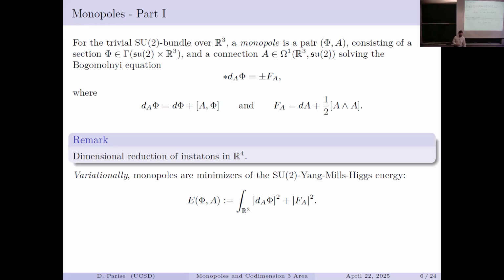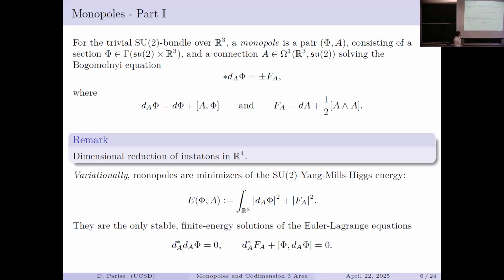Variationally, these objects are minimizers of the following functional that I will refer to as the SU(2) Yang-Mills-Higgs energy, which is just the integral in R^3 of the Dirichlet energy term plus the curvature of the connection. How do we see that monopoles are minimizers of this? We can see that they are solutions of the Euler-Lagrange equations. If you were to compute the Euler-Lagrange equations of this functional, you would get these two, and you can quickly check that monopoles satisfy them. But you can also prove something more, that monopoles are the only stable finite energy solutions of this functional.